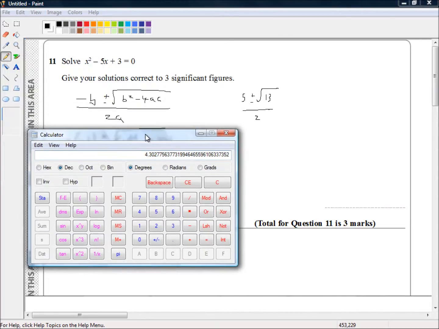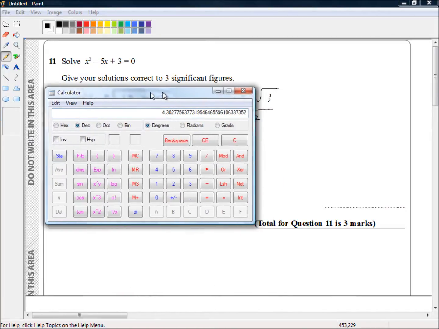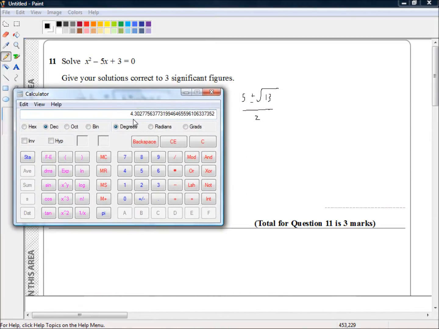And we're told to give our solution to three significant figures. So that's 4.30, because the next digit is a 2. That doesn't round up, so it's just 4.30.